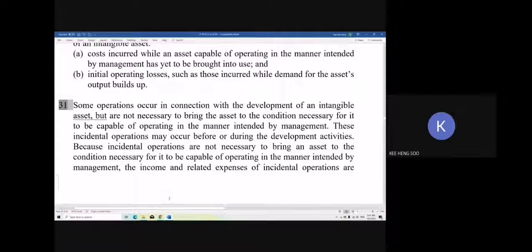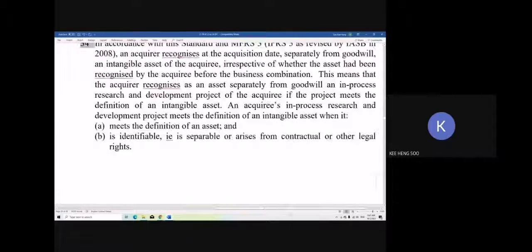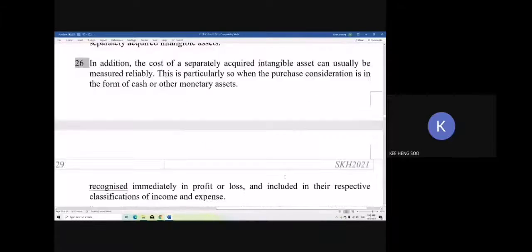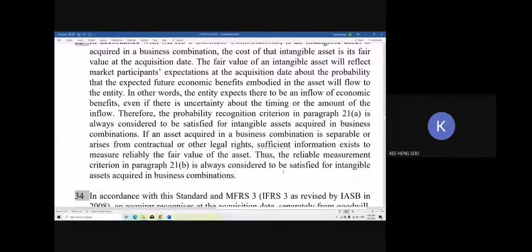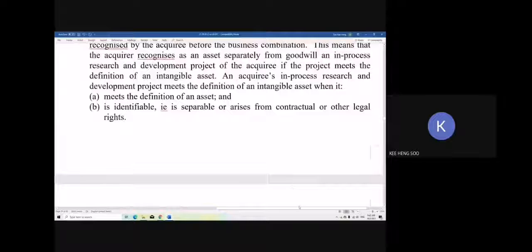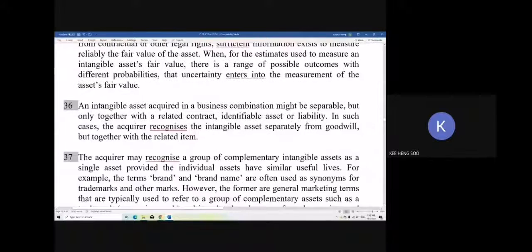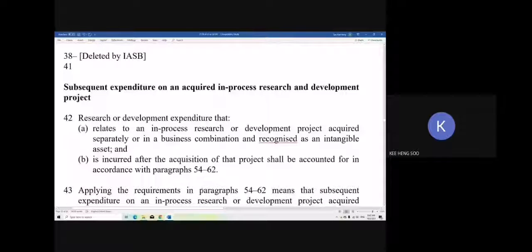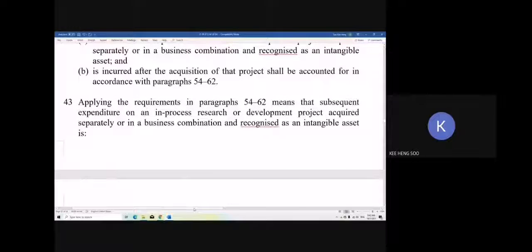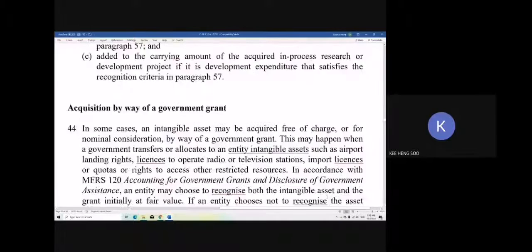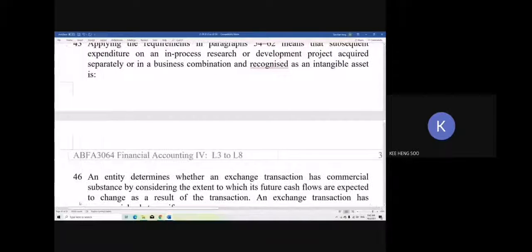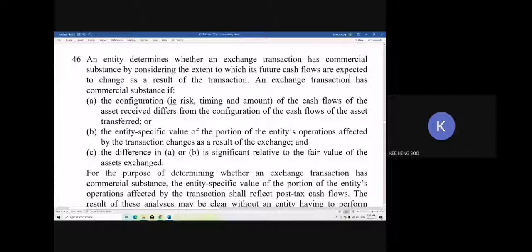Okay, next. 32, 33, you can leave it. 34, you can leave it. 35, 36, 37, leave it. 41, 42, 43, leave it. 44, 45, leave it. You can read it, so I don't want to cover it. Okay, paragraph 48.